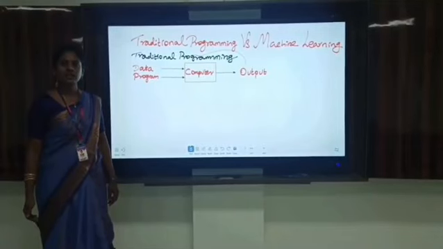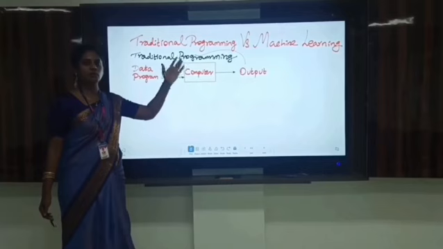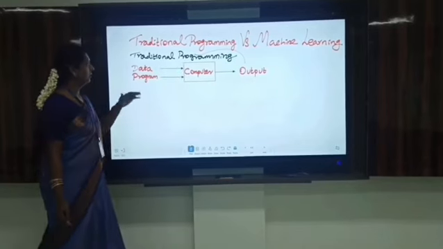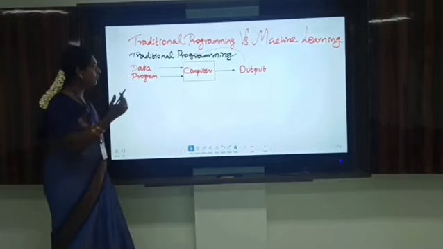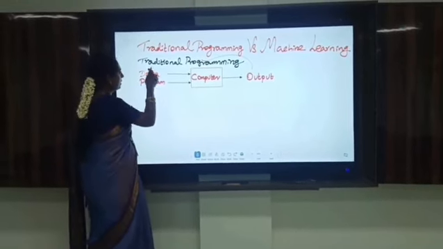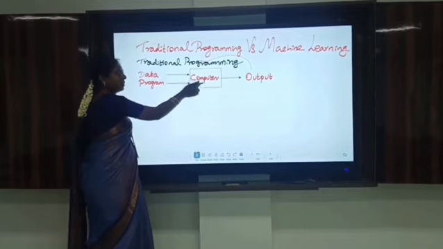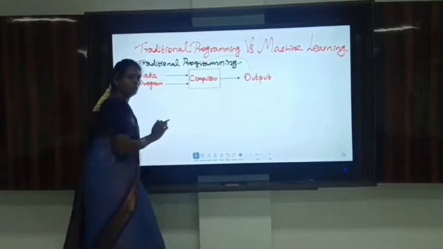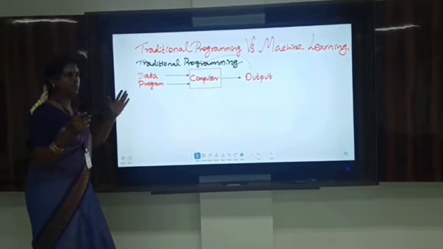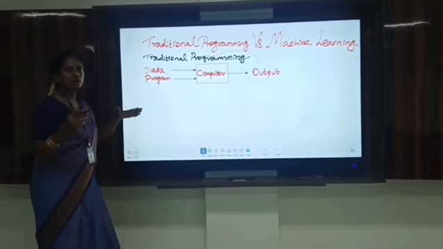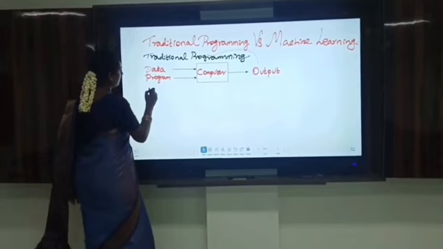Next, we are going to see the difference between traditional programming and machine learning. First, we are going to see traditional programming. It refers to manually created programs that use the input data and run on a computer to produce the output. We have to formulate the code or rules in traditional programming. Then we are going to see machine learning.